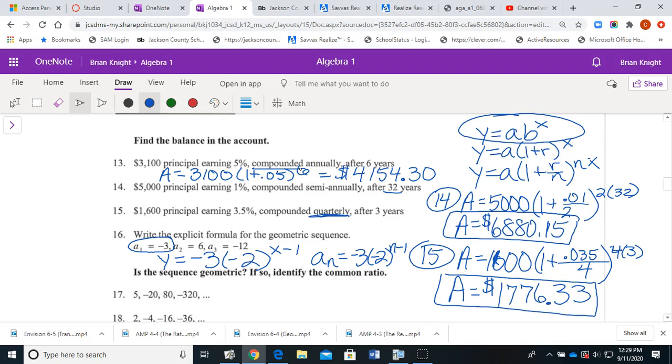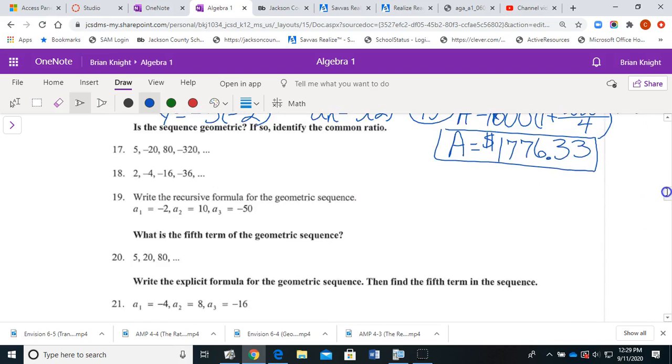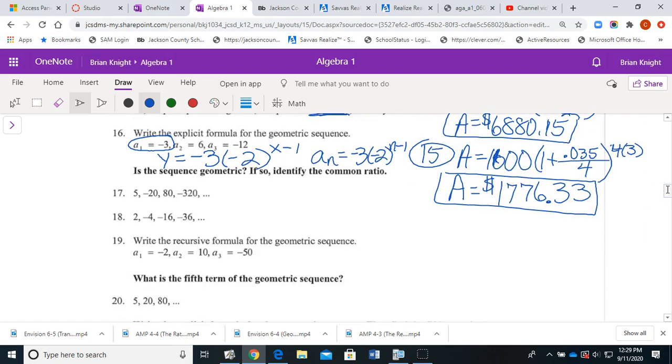Well, when you're talking about a geometric sequence, you can't start at 0. You have to have a first number. Is that making sense? So that's why you have to include the x minus 1, because you can't start at 0. You have to start at what? At 1. And what's 1 minus 1? Now you're at 0. Does that make sense?